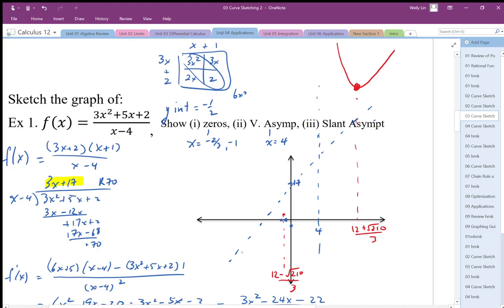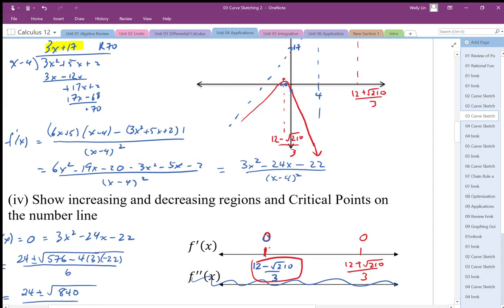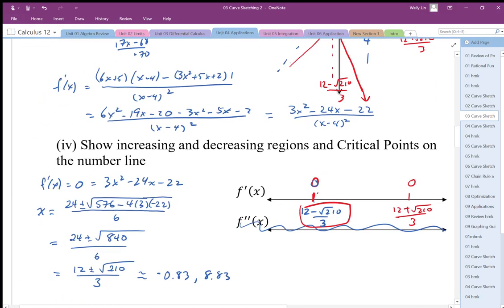Okay, so there it is. There's going to be my graph. It's going to look something like that. It's going to follow the asymptotes here. Okay, I should show my slope charts. I can do a slope check.